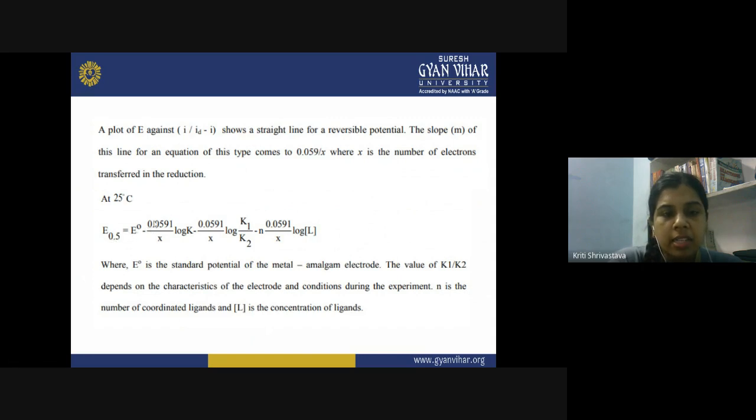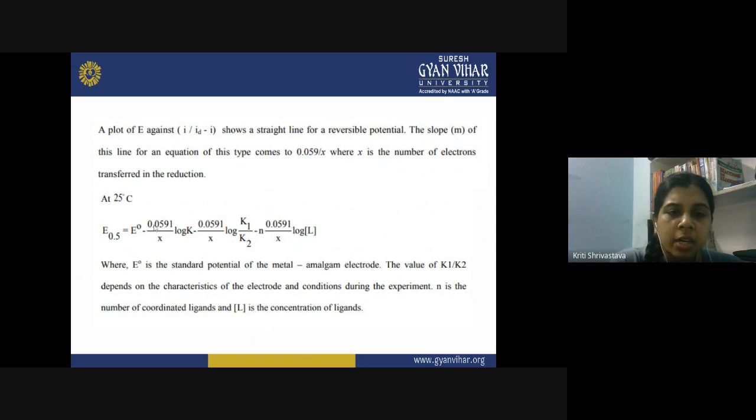E naught minus 0.0591 upon x log k minus 0.0591 upon x log k1 upon k2 minus n 0.0591 upon x log L. So in this manner we can now elaborate the equation. We can expand the equation that we have just seen. And once you get the value of the x, you will get all these values, right?